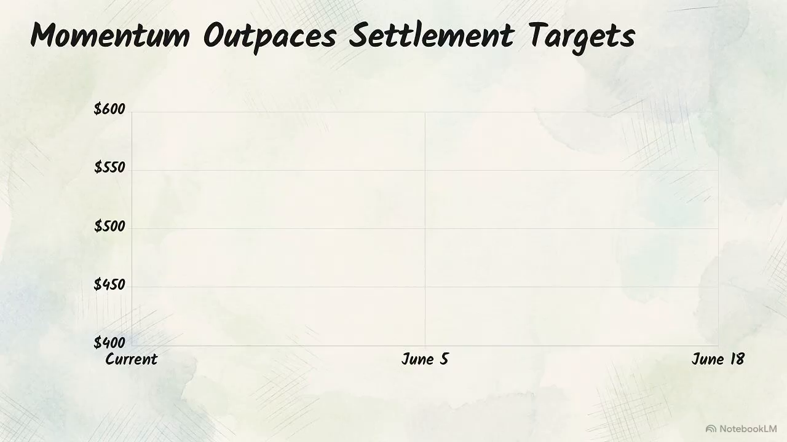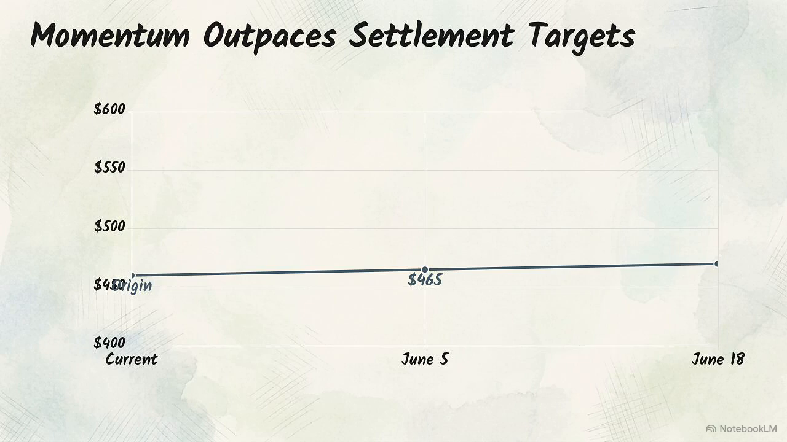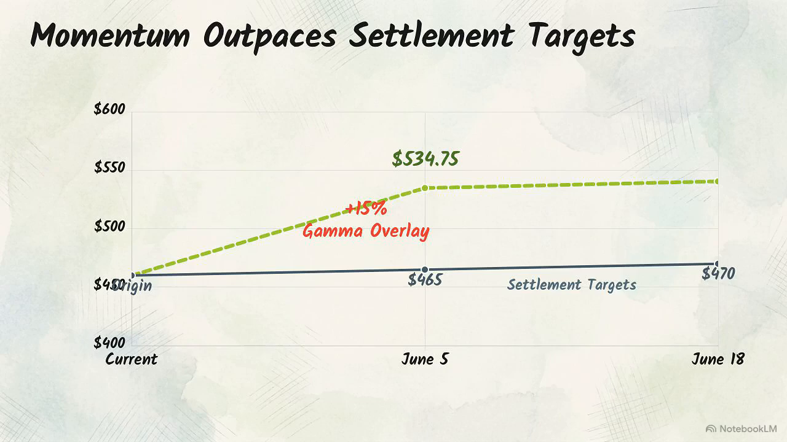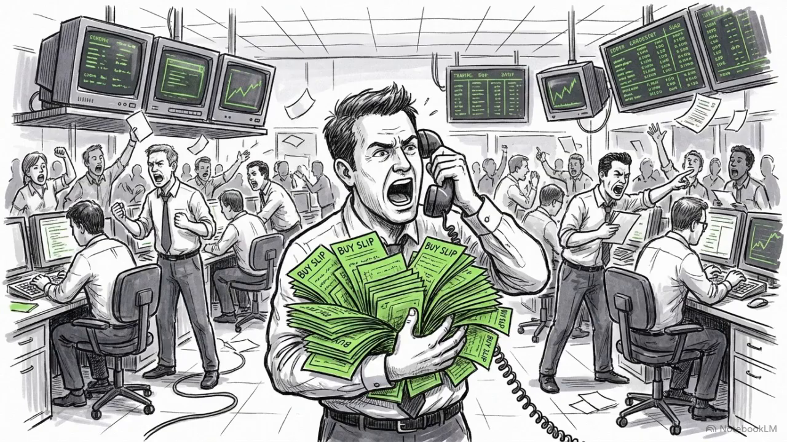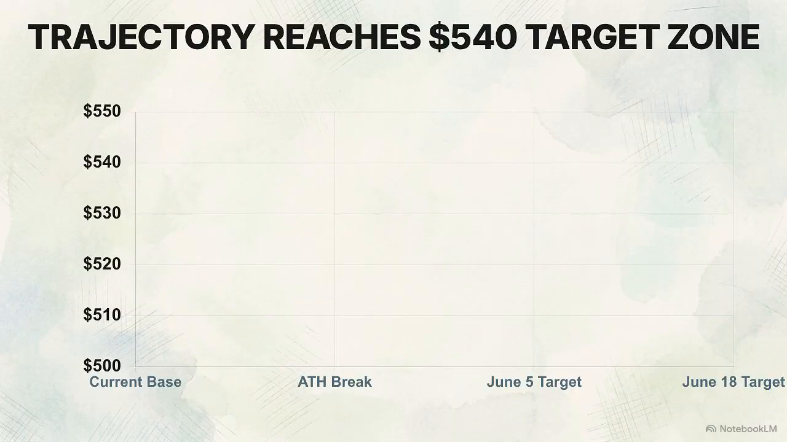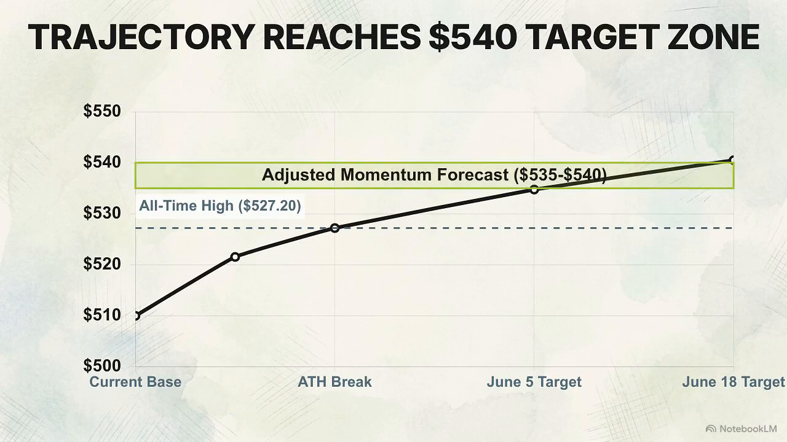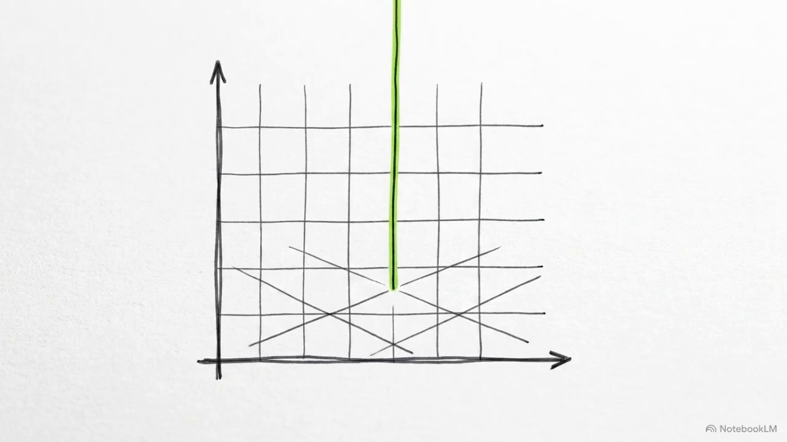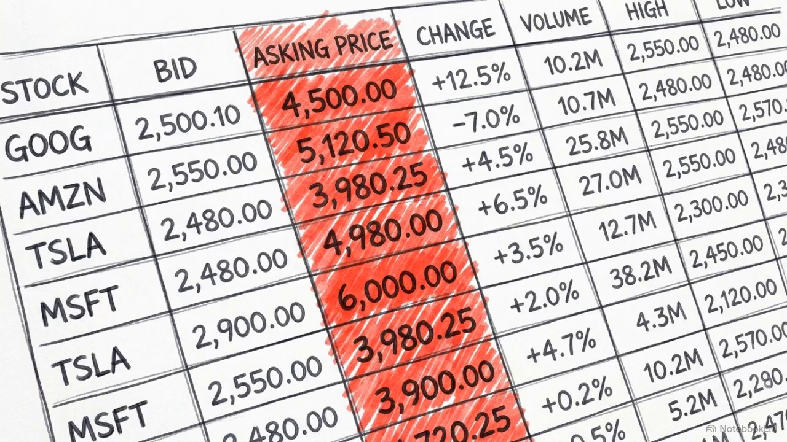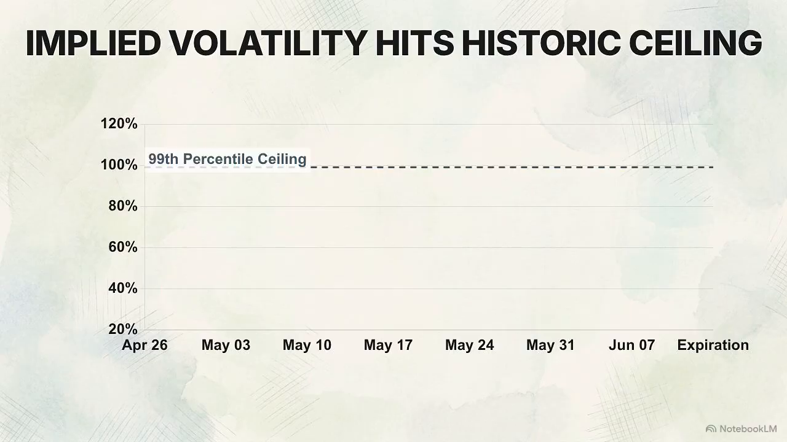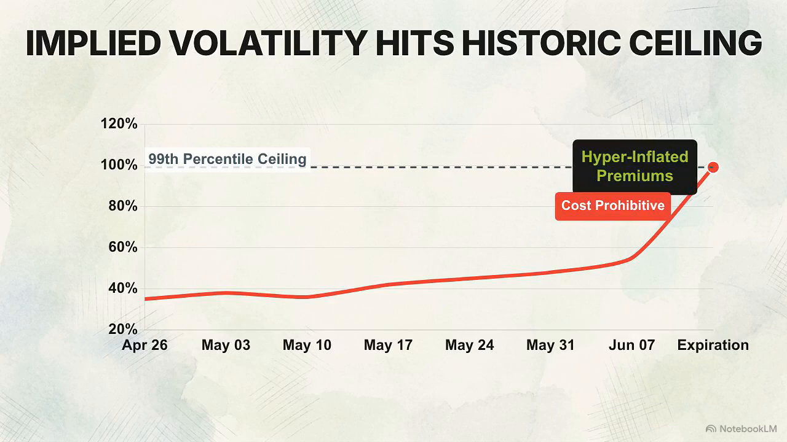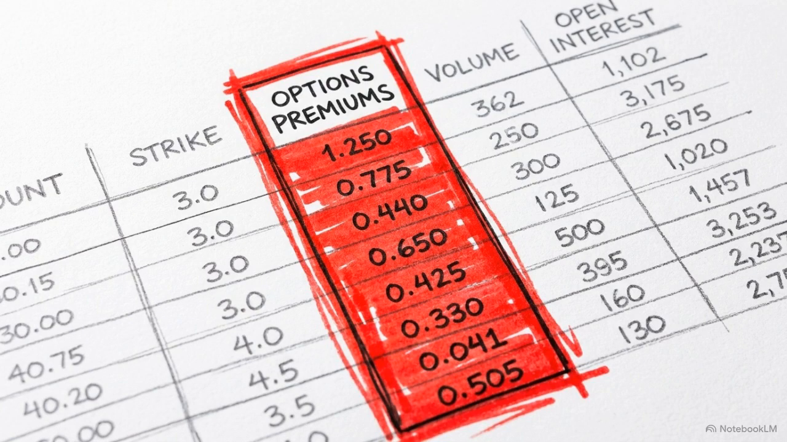If we account for this ongoing momentum with a conservative 15% gamma overlay on top of current settlement targets, we get a very different set of price targets. As long as the volume of call buying remains high, the mechanics of the market point toward a trajectory reaching the $535 to $540 range. However, this momentum loop is fragile. It relies entirely on a constant stream of call buying, and that buying is becoming expensive. With implied volatility in the 99th percentile, the cost of these call options is becoming prohibitive. At a certain point, it becomes too expensive to keep the squeeze alive.